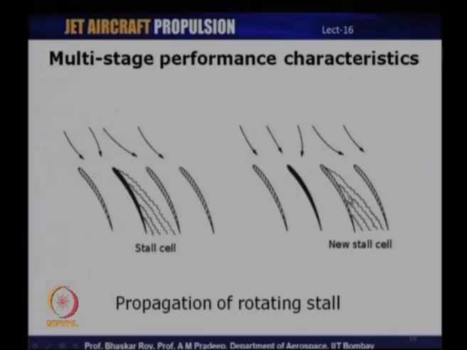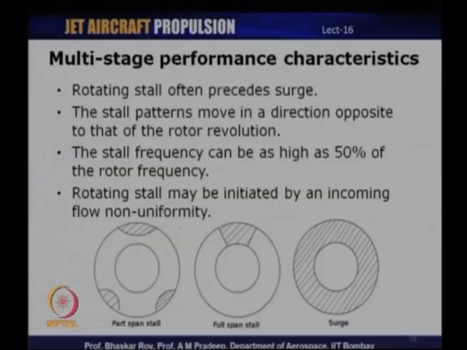So, rotating stall cells rotate in a direction which is opposite to that of the rotor rotation, and you can see the rotor rotation obviously for this compressor is in this direction from right to left, whereas the stall cells move from left to right. Similarly, on an annulus you can imagine that the rotating stall cells will actually move in a direction opposite to that of the rotor rotation.